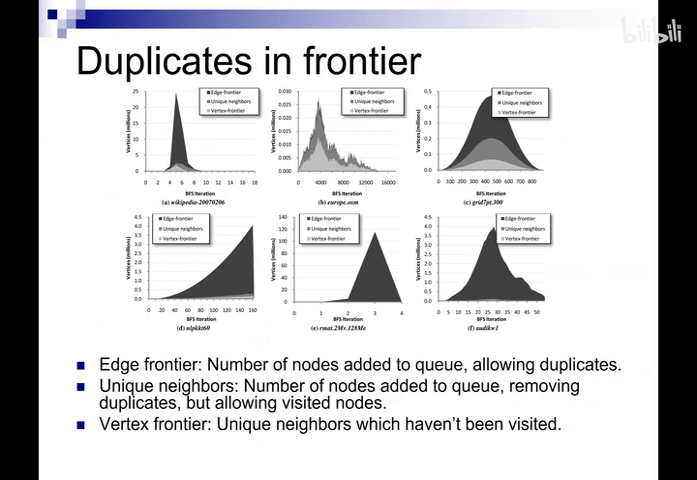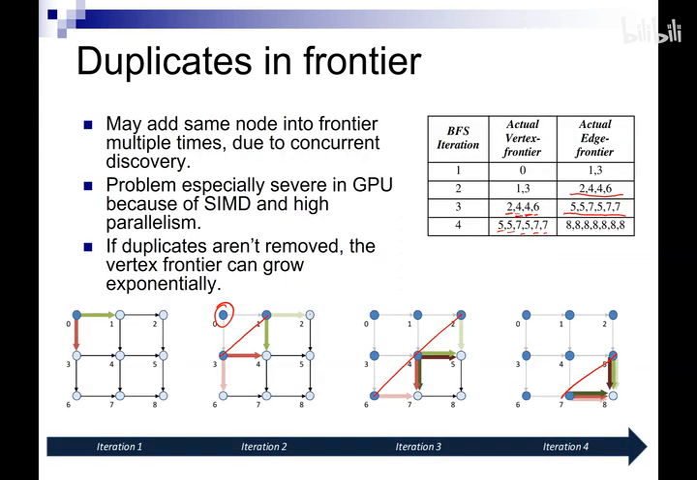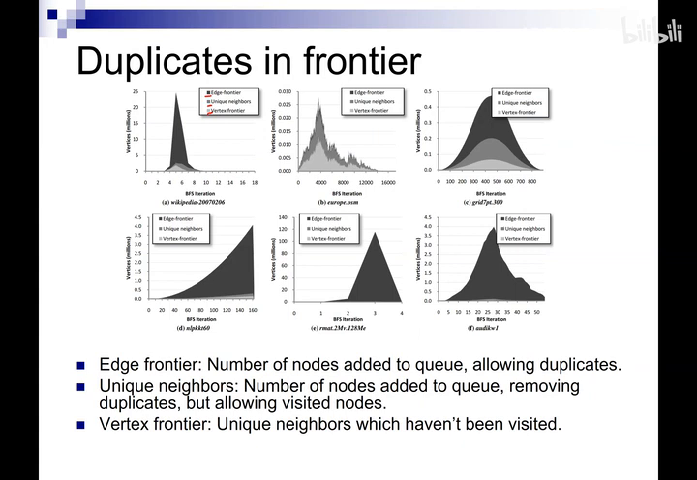Okay, so the authors of the paper, they did some experiments on how big of a problem this duplicate issue is. So what they compared was that, for different graphs, they looked at different iterations of the graph. Remember that the duplicates can grow with the number of iterations. And so they looked at 3 different measures. So the first measure is the size of the edge frontier. And this is just where you look at the number of nodes in the next layer, and then you allow duplicates. Okay, so you don't do anything about duplicates.